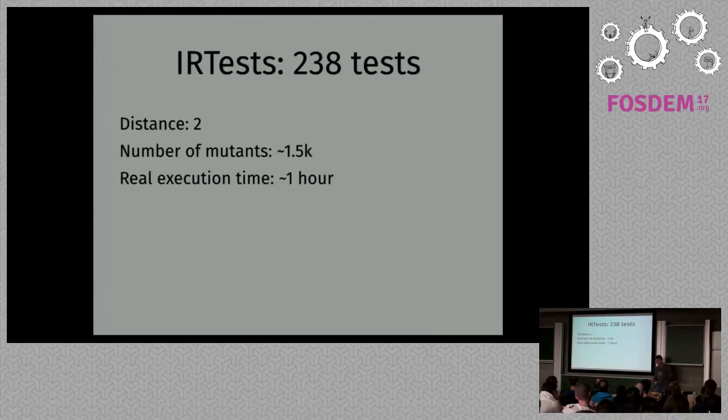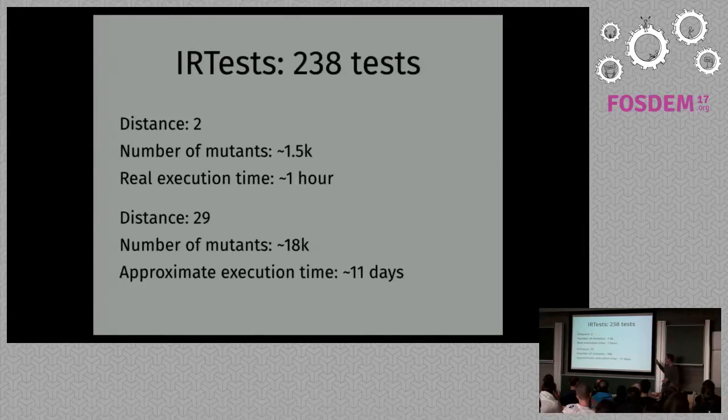On the other hand, if we took the whole program, then the distance is 29 for this group of tests, and for the number of mutants, I think there is actually a bug. It should be orders of magnitude more, maybe 200,000 mutants. And the approximation of execution time is roughly 11 days, but that's very pessimistic. So in reality, it will take maybe 7 days, 6. So yeah, that still doesn't help.